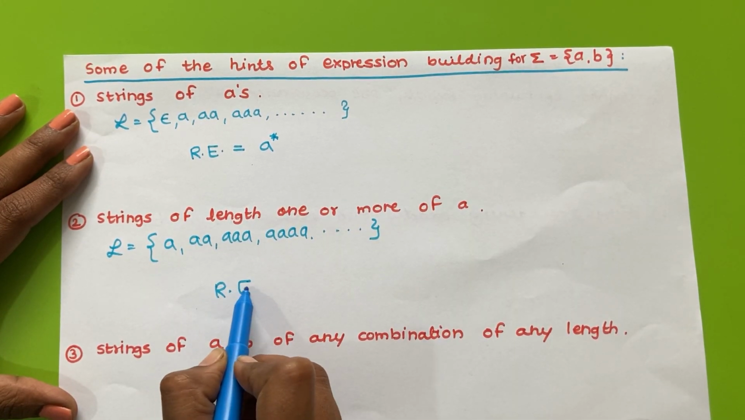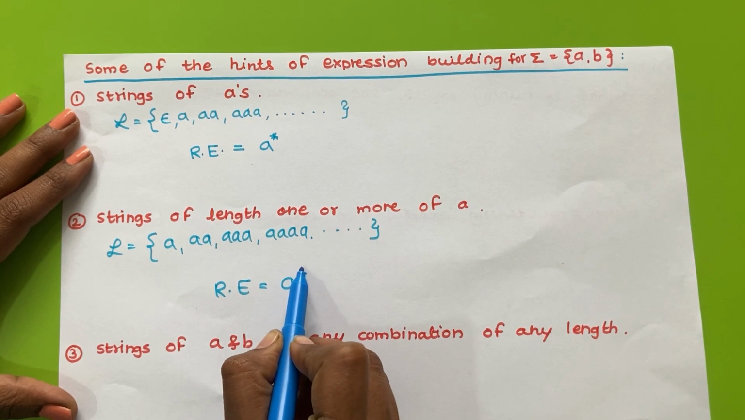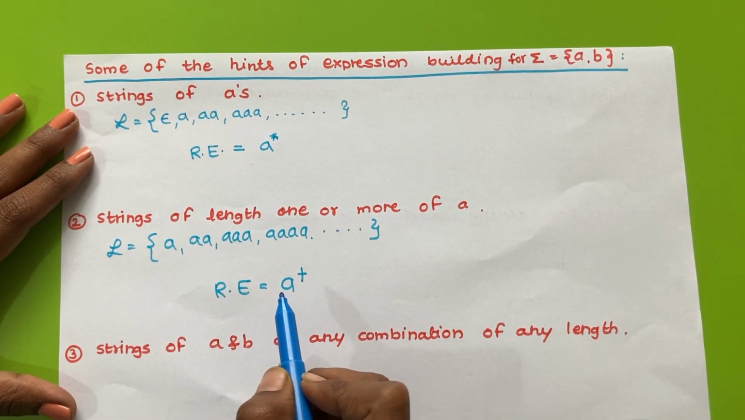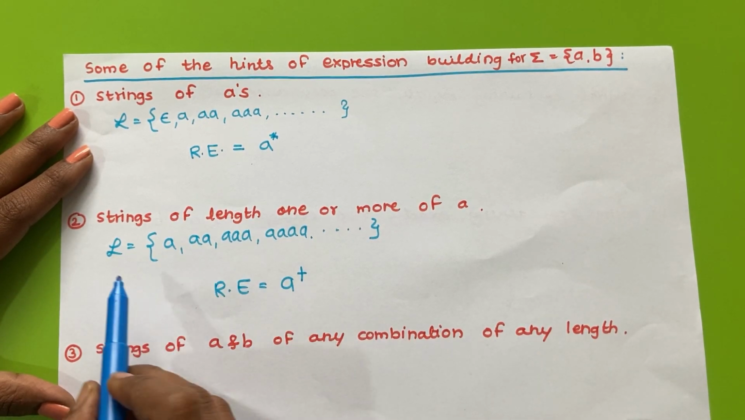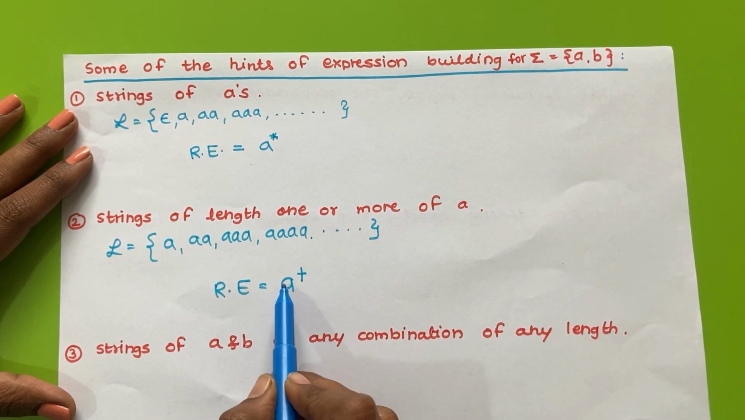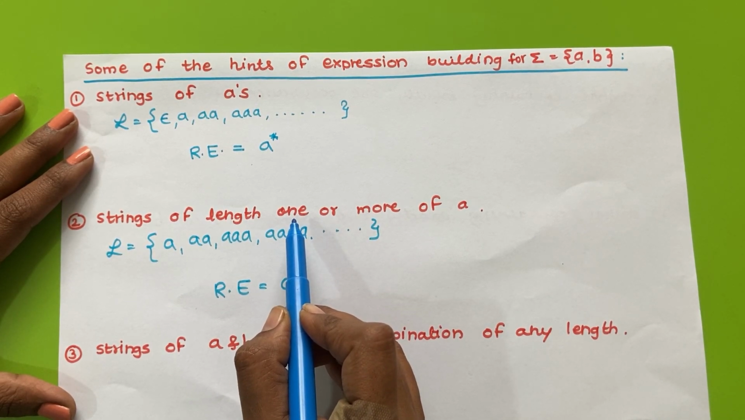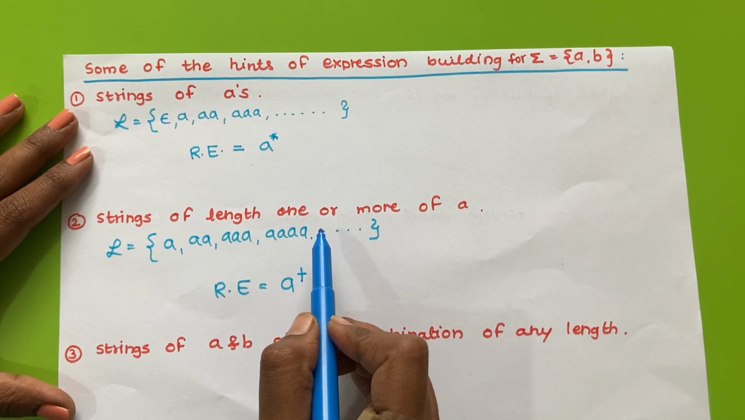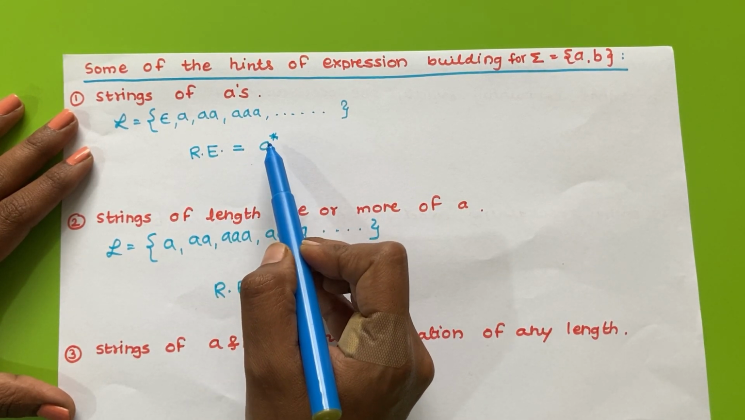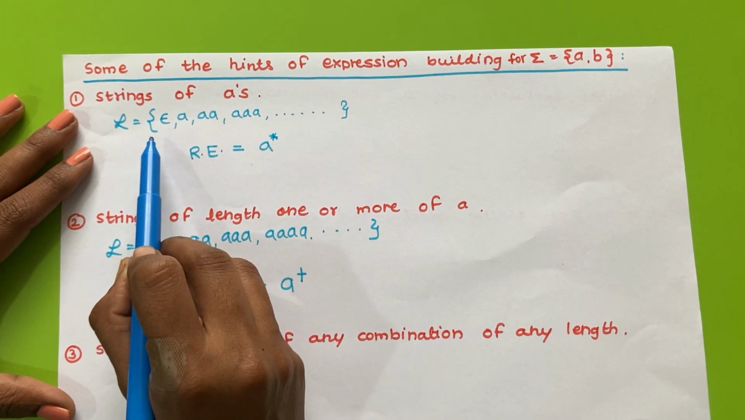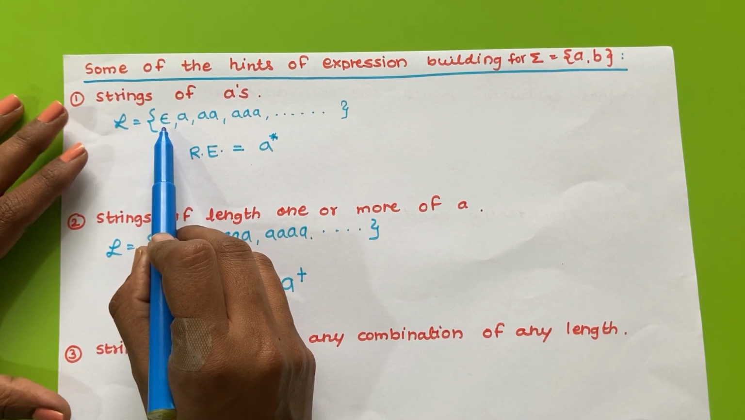This is nothing but a raised to plus, that is the positive closure of a. This is the language for this, because positive closure starts with power 1, it excludes the power 0. And a star, the Kleene closure, always starts with power 0, so that set includes empty.